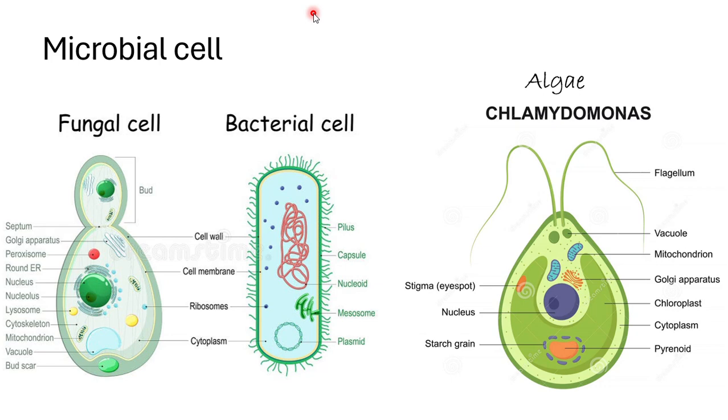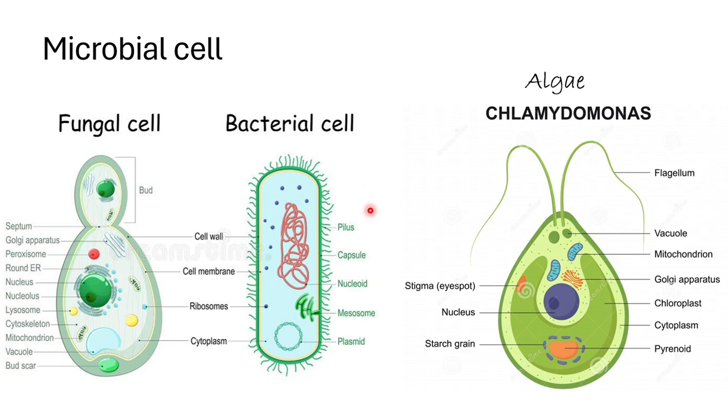However, under the umbrella of the microbial cell, besides the fungal cell and the bacterial cell, we have the algal cell as well. So algae, one of its examples, that is Chlamydomonas. Right here we can see this is the flagellum that is also used as a component for locomotion or its displacement, just like the pilus that is present in the bacterial cell.